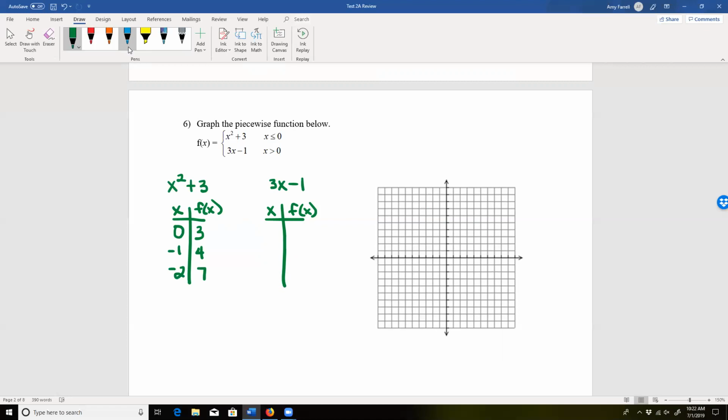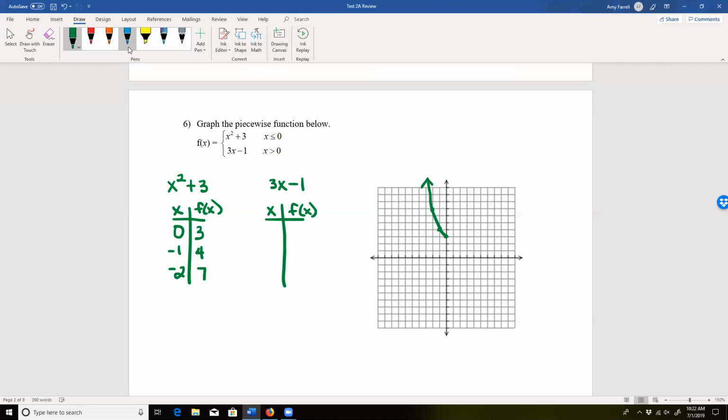So let me go ahead and graph this. So I've got 0, 3, -1, 4, and -2, 7. And this is part of a parabola, so it's going to be kind of curvy. So this is the rule x squared plus 3 for x less than or equal to 0.